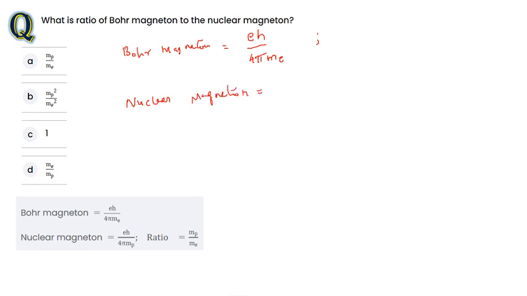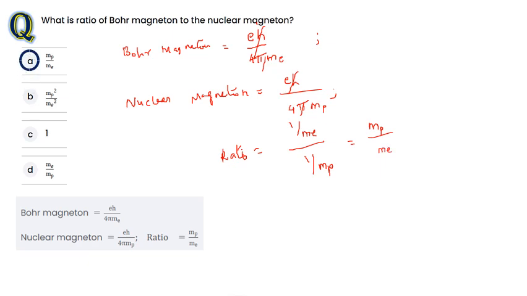So you have to remember these two formulas. Here also it is the same, but here eh divided by 4 pi into the nuclear magneton, in this case it is about the mass of the proton. So what they are asking here is the ratio of the Bohr magneton to the nuclear magneton. The common term eh by 4 pi will cancel. So what you are going to have here is 1 divided by m_e and 1 divided by m_p, that is the mass of the electron and the mass of the proton. So you are going to have m_p divided by m_e. So the answer in this case, remember this formula, they will directly ask such questions.